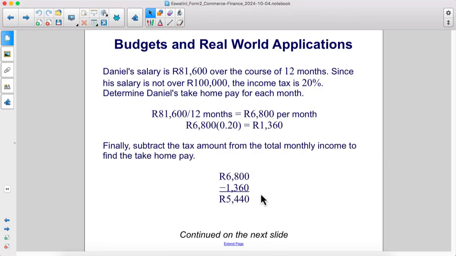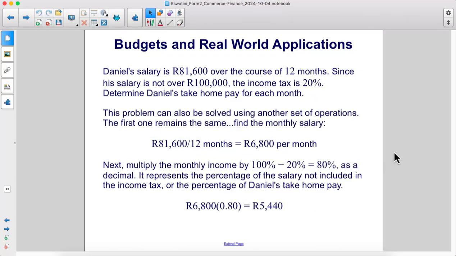Finally, subtract the tax amount from the total monthly income to find the monthly take-home pay. So 6,800 Rand minus 1,360 Rand gives us a total monthly income of 5,440 Rand.